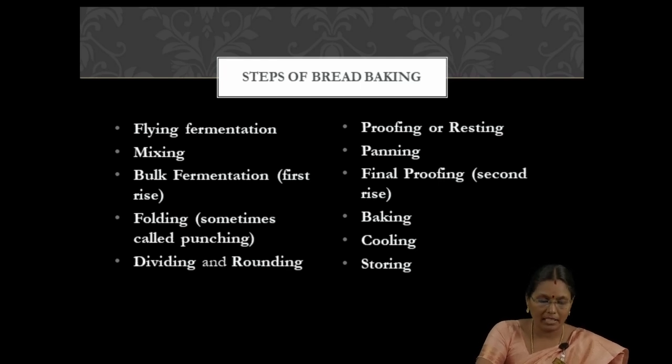And then panning. Panning or molding according to the desired shape. And then final proofing. The final proofing temperature is 95 to 98 degrees Celsius. So the dough gains volume and then the protein will be matured. And then baking. Finally bake the products at 200 to 220 degrees Celsius. Then after baking, immediate cooling will be given to the product. Then finally store the product at ambient temperature.